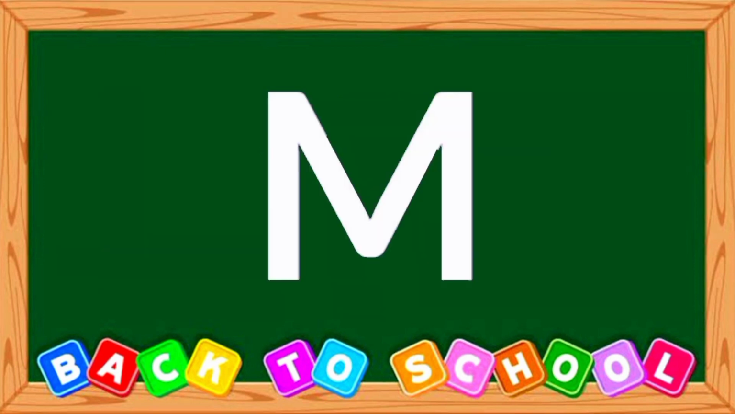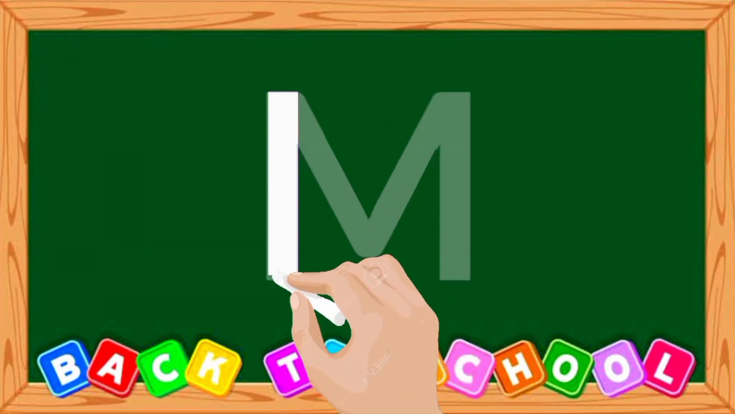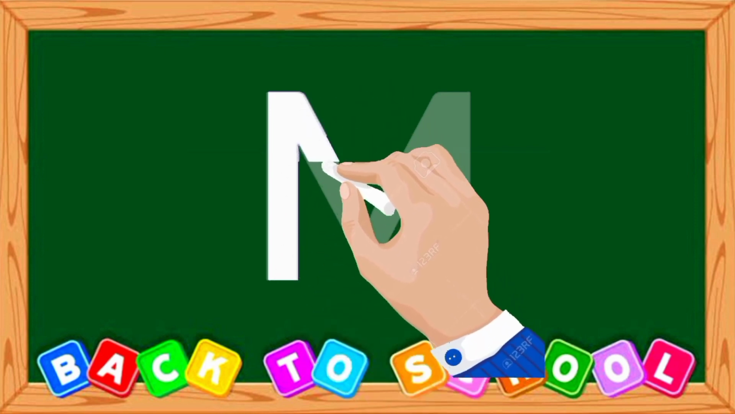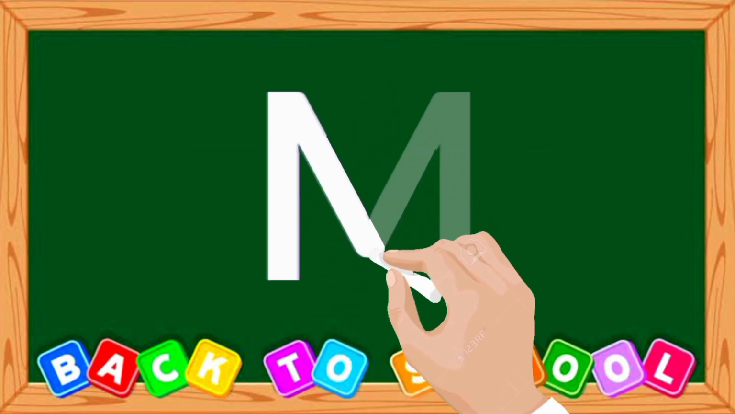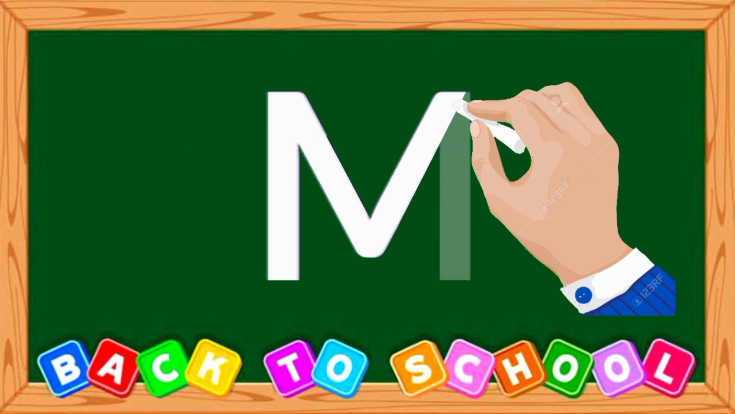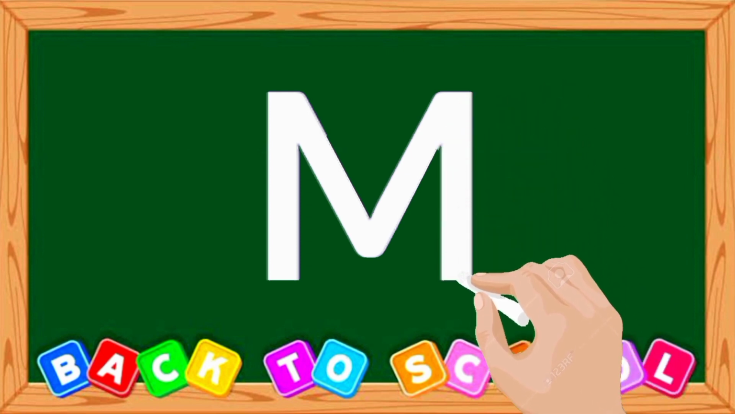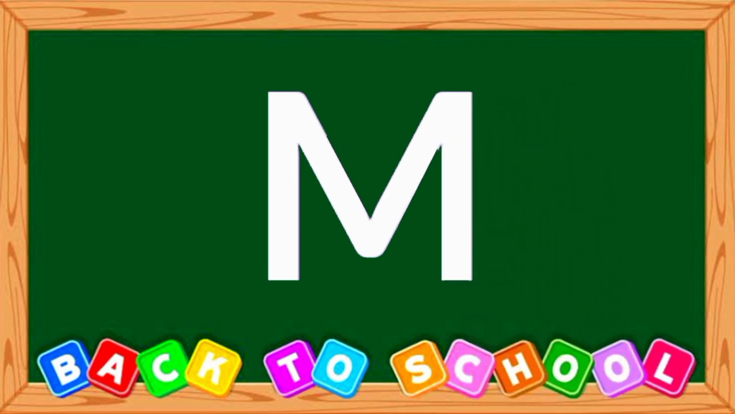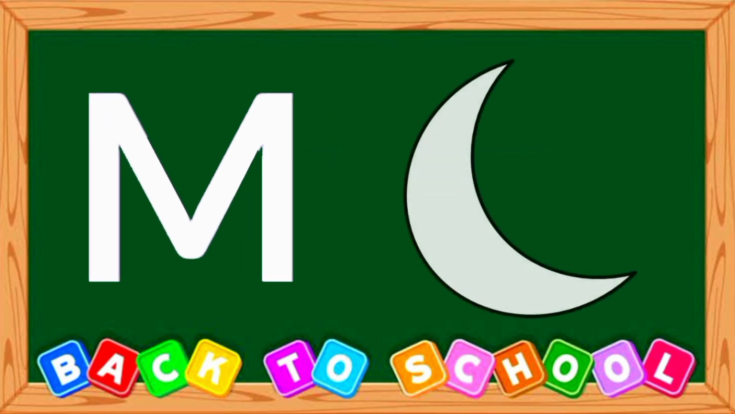Letter M. One standing line and a slanting line to the bottom, a slanting line to the top and a standing line to the bottom makes my letter M. M says M as in moon.